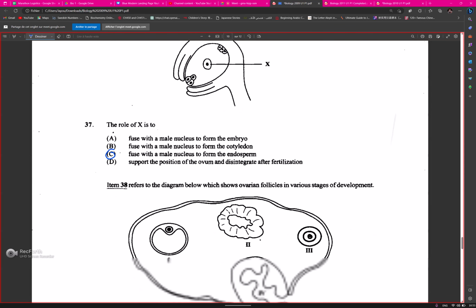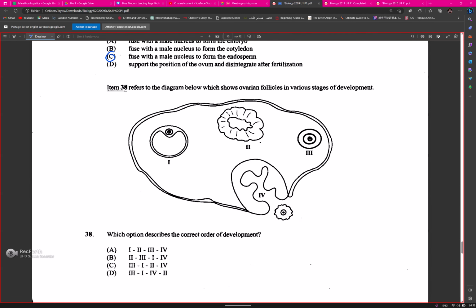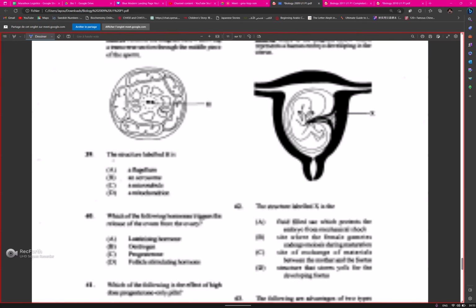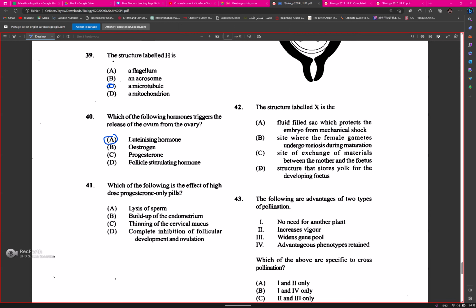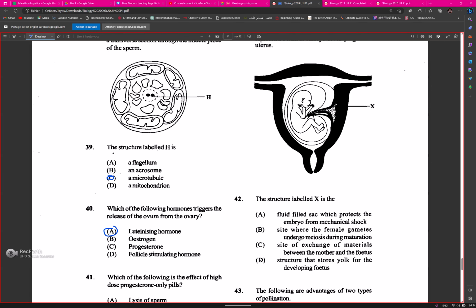Here now, the role of X is to. Wonderful. Here now we have microtubule. Which of the hormones triggers release of the ovum from the ovary? Luteinizing hormone. Which of the following is the effect of a high dose of progesterone-only pills? The complete inhibition. Right, the structure X is. Exchange of materials, makes sense.